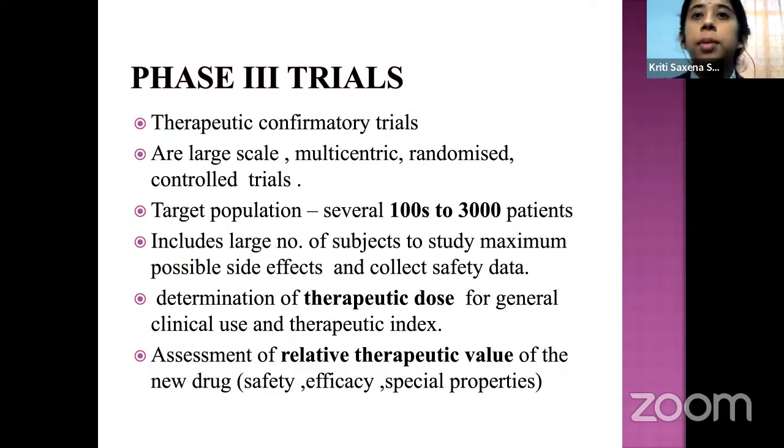Here, the determination of the therapeutic dose occurs with the help of the therapeutic index. Therapeutic index is defined as the ratio between the lethal and effective dose, that is LD50 upon ED50. ED50 is the effective dose that causes effective and efficient cure in 50% of the population of the test group, and LD50 is the dose that causes lethality or harmful effects on 50% of the test group. Assessment of relative therapeutic value: the relative therapeutic value means the safety, efficacy, and any special properties that exist in our molecule or intervention.